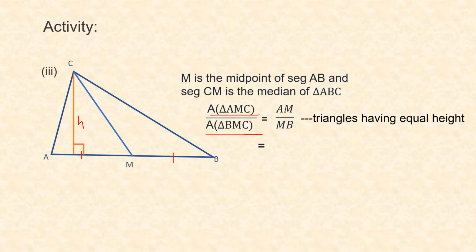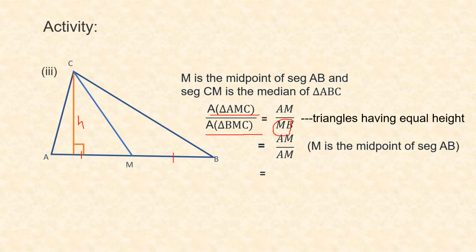Next, here AM and BM are congruent. Therefore, this BM we replace by AM, AM upon AM. M is the midpoint of segment AB. Therefore, the ratio is 1.